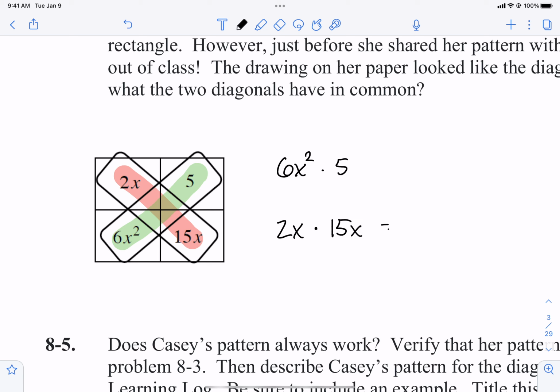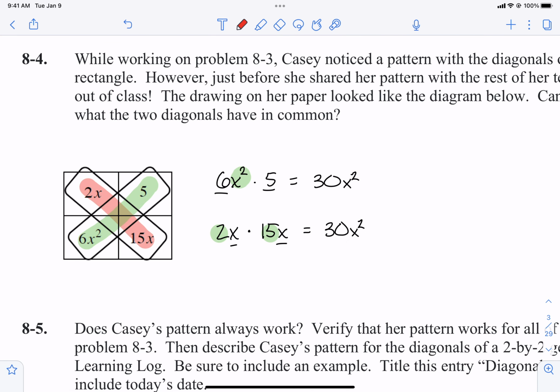And maybe let's do the bottom one first. So 2 times 15, that's going to give us 30. And then since I have 1x here and 1x there, we know that that's going to give us 30x squared. And then if I have 6 times 5, again, that's going to give us 30. And we know that we're going to get an x squared because this one had 2 x's. So look at this for a second. That's kind of cool. What do we notice? We notice that the diagonals, when they multiply together, give us the exact same answer.